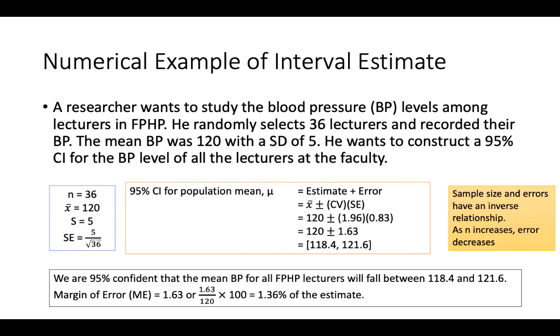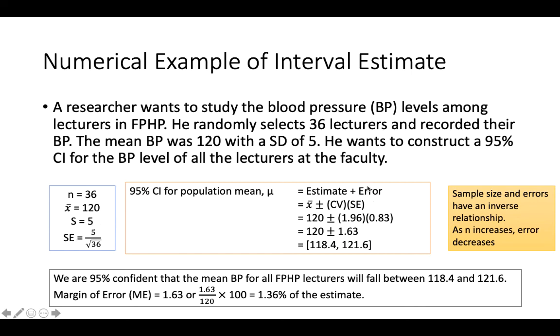For example, a researcher wants to study the blood pressure levels among lecturers in FPHP. He randomly selects 36 lecturers and records their BP. The mean BP was 120 with a standard deviation of 5. So you know the standard deviation, you know the mean. He wants to construct a 95% confidence interval for the BP level of all the lecturers at the faculty. Okay, so this is the formula over here.